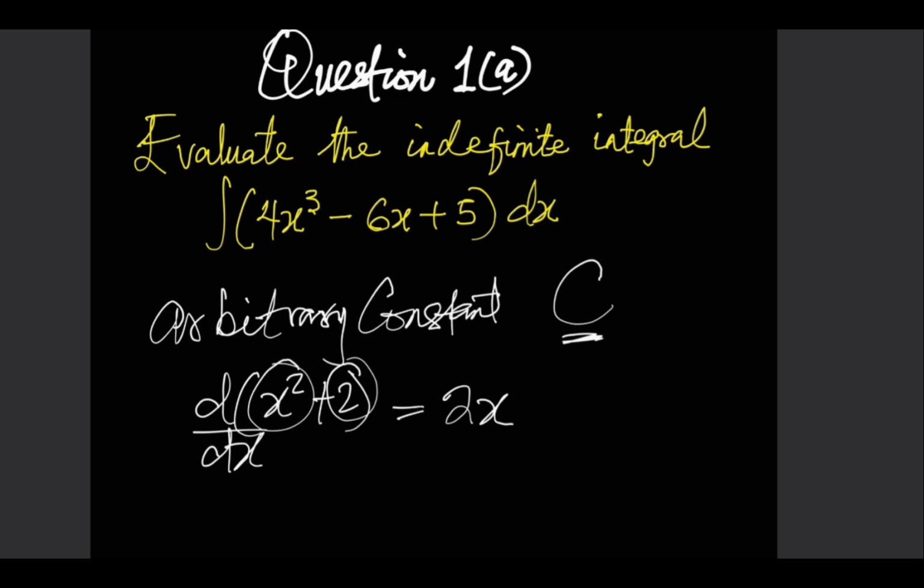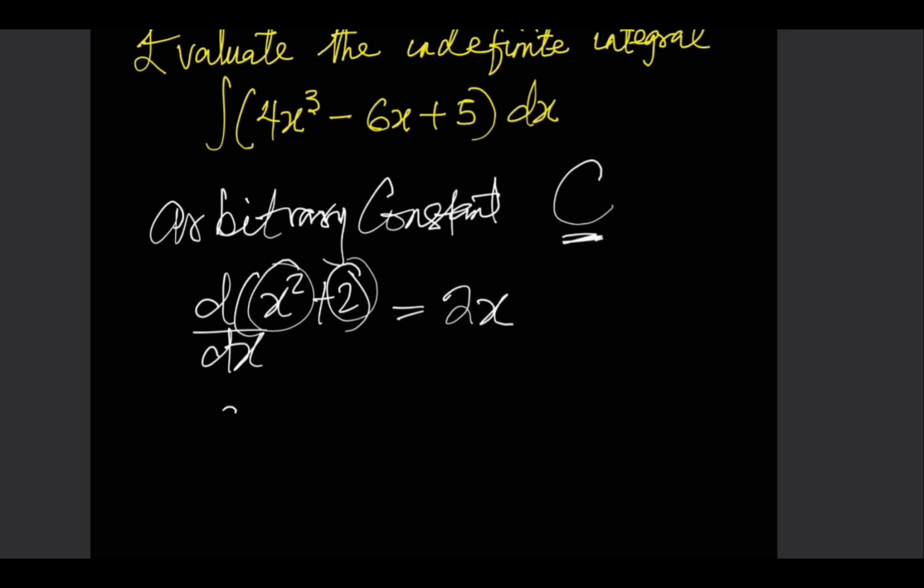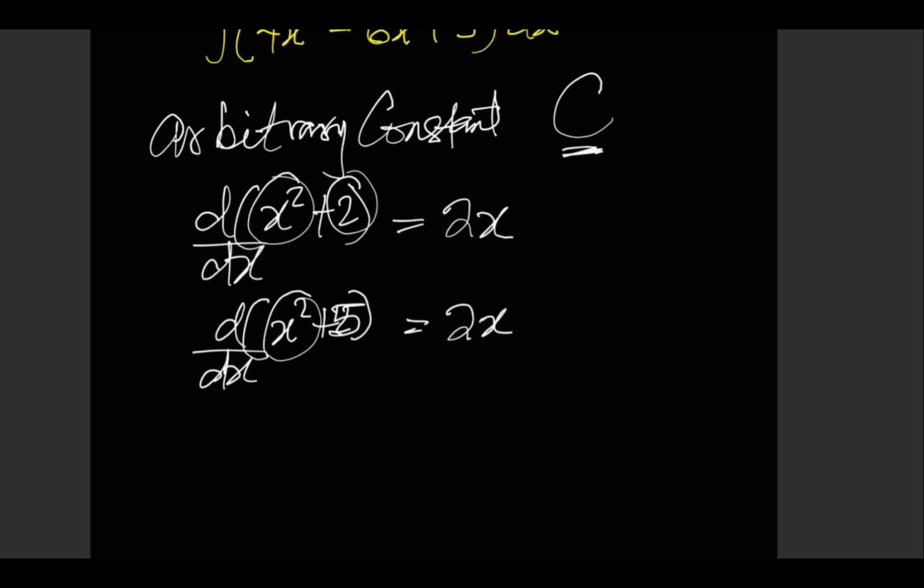Also, if I take the derivative of x squared plus 5 with respect to x, the result of this will just be 2x. Remember, the derivative of x squared will give you 2x, and the derivative of 5, which is a constant, is 0. Let me do one last one.